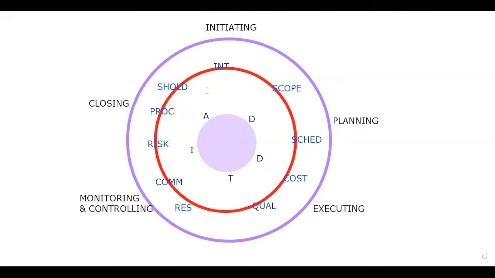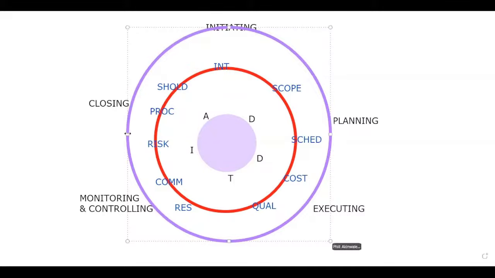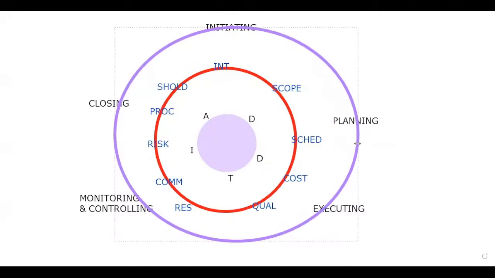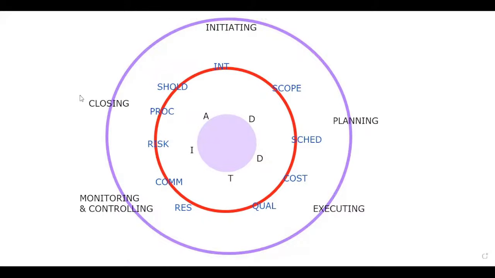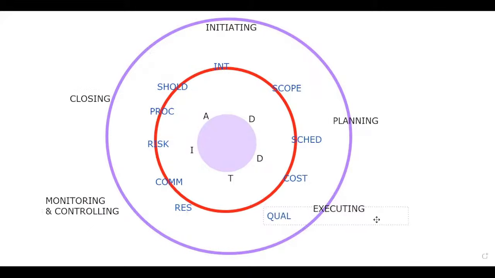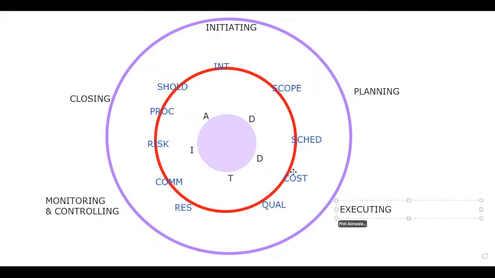So, as a student of this exam, your question to yourself always needs to be, where am I? Where am I in the grand scheme? Where am I as far as these process groups are concerned? And where am I as far as these areas of knowledge are concerned? And then when you've got a better answer as far as where you are, you can then answer the question, what do I do next?